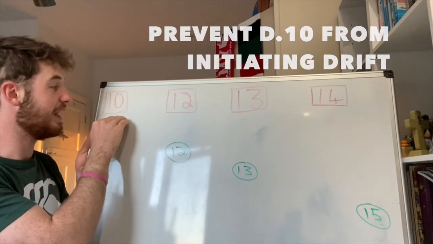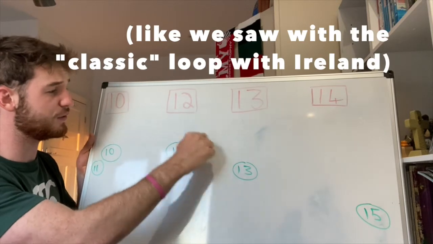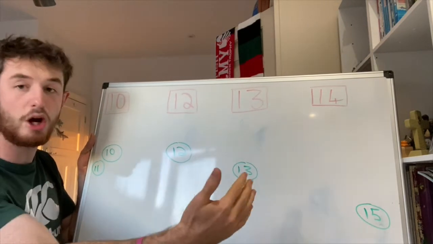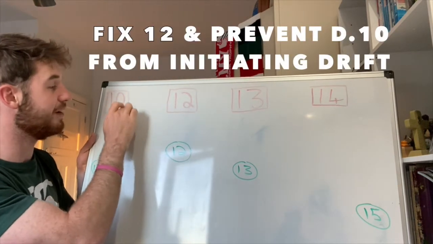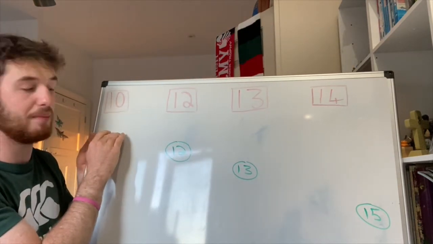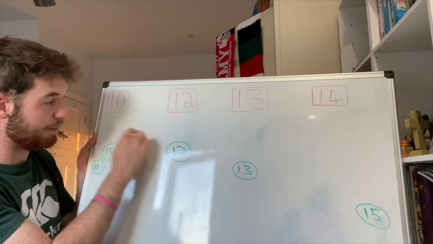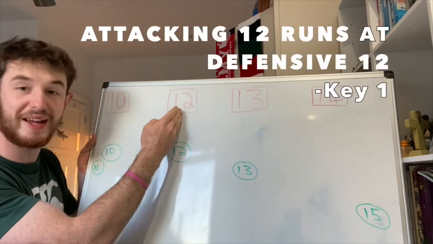That's the key. If the 10 drifts onto 12 and the 12 drifts onto 13 and so on and so forth, there'll be no extra number. The key is to fix 12 and prevent 10 from sliding. So once your 10 is in the right position, the 9 is going to play a flat ball across to 12, and the 12 is going to fix the opposite 12.